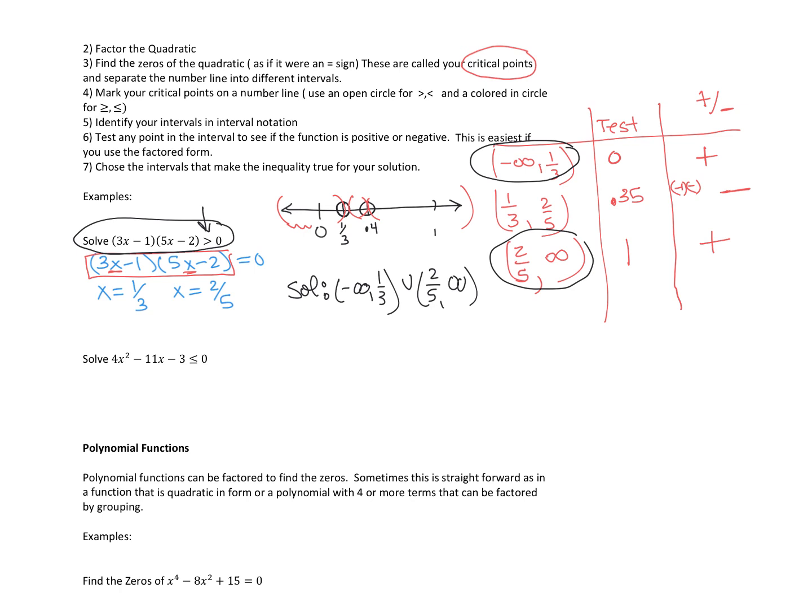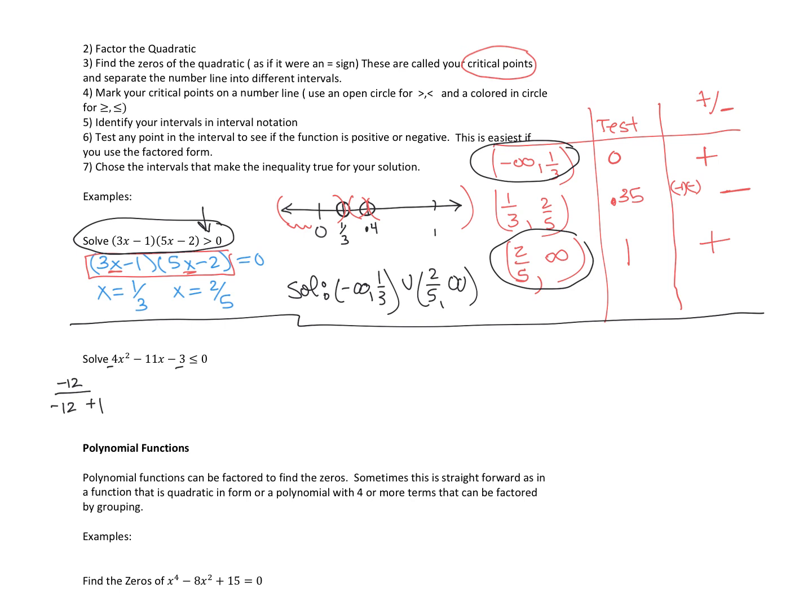Let's do that again for this inequality here. So the first order of business is to factor. So if I do what I had done previously, 4 times negative 3 is negative 12. And you can see that the numbers that multiply to negative 12 and add to negative 11 are negative 12 and positive 1.